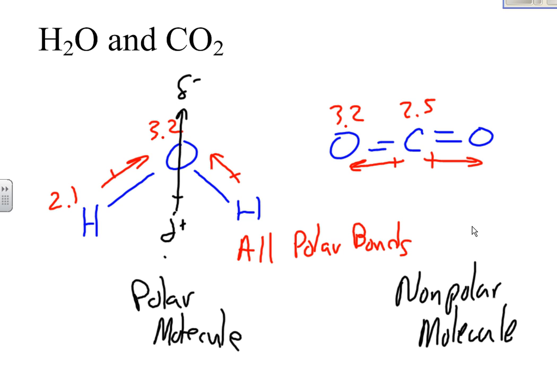How do you tell that? Well, look at it. If I pull electron density this way and this way, what happens up here? More negative. So if this end's more negative, this end has to be more positive. Now I look at this one. I pull electrons this way and I pull electron density this way. Does one side of the molecule become negative? No. So this would not be a polar molecule.